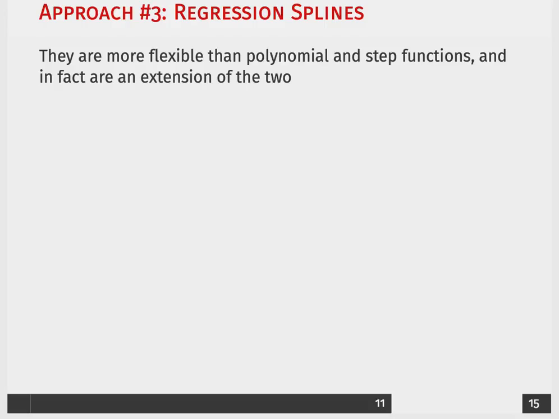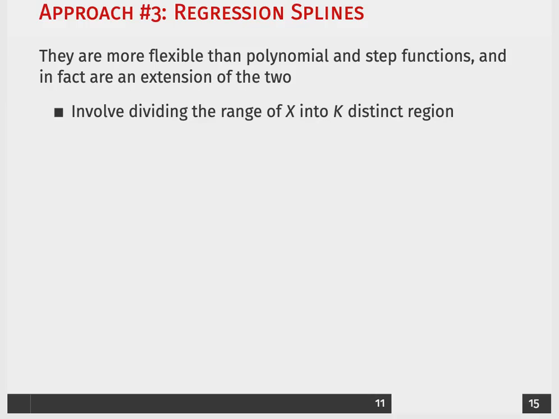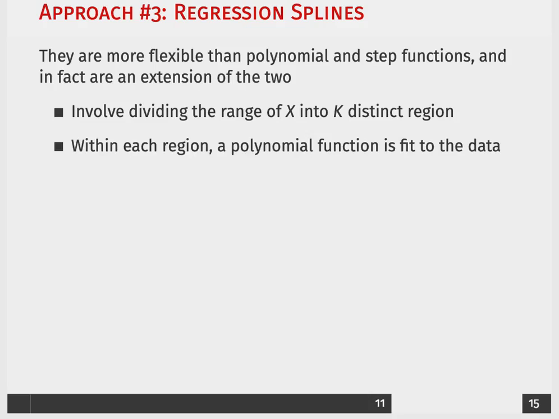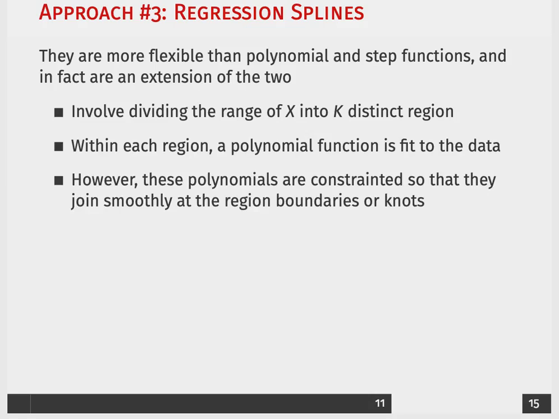Now we're going to move on to the third approach, which is regression splines. And this is kind of a combination of the two approaches that we talked about before. We're going to add what we did with polynomials and fit essentially a different polynomial for each different chunk or cut for our x. So we're going to have to divide our range of x into, again, k distinct regions, and then within each of those regions, we're going to fit a different polynomial function to the data.